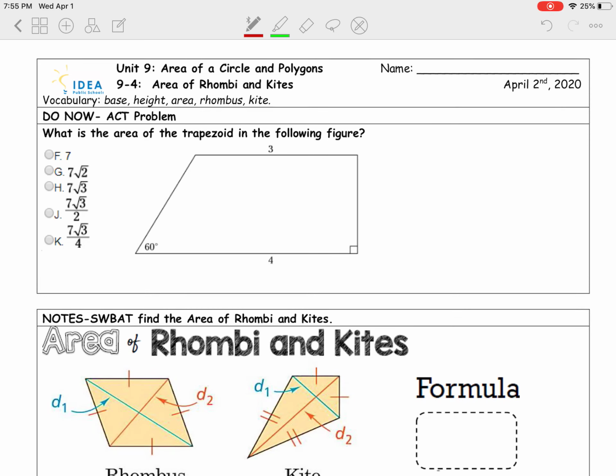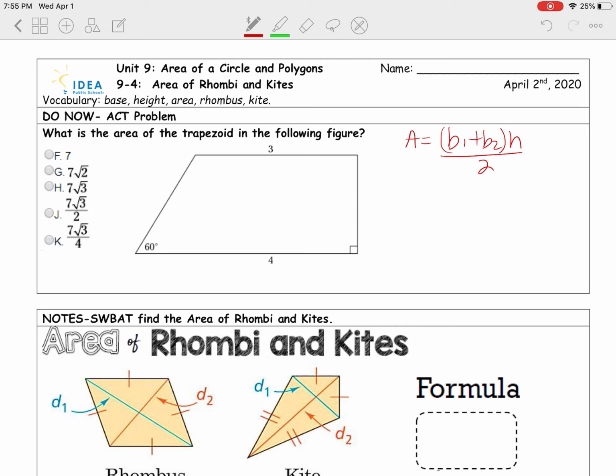In this video, we will be reviewing lesson 9-4, area of the rhombi and kites. Let's complete our do now problem. What is the area of the trapezoids in the following figure? From yesterday's lesson, let's recall the formula to calculate the area of the trapezoid. Area equals base 1 plus base 2 times the height divided by 2.